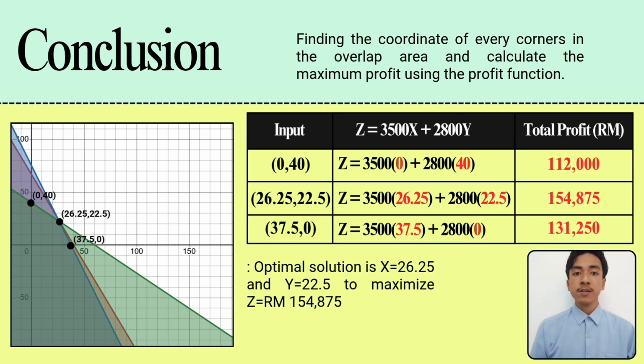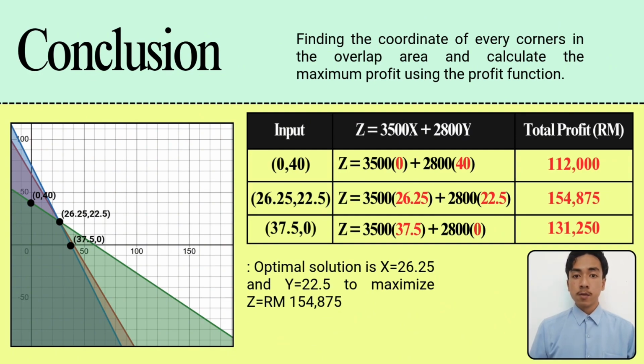To determine the maximum profit, we use the corner point method of linear programming. First, we identify the vertices of the feasible region shown on the graph, which represent the only points where the optimal profit can occur. Those points are 0, 40; 26.25, 22.5; and 37.5, 0. We then substitute these x and y values into our objective function, which is z equals 3500x plus 2800y. The resulting profits are 112,000 ringgit, 154,875 ringgit, and 131,250 ringgit respectively.